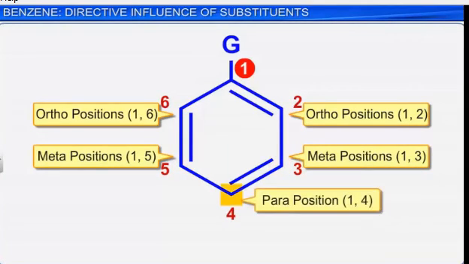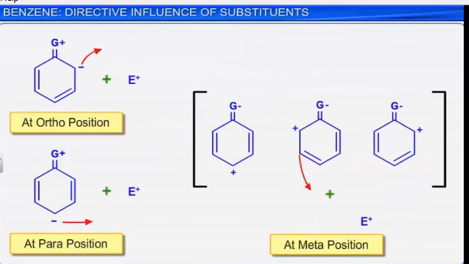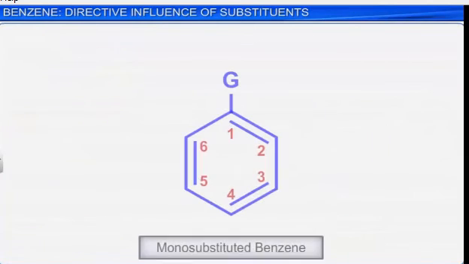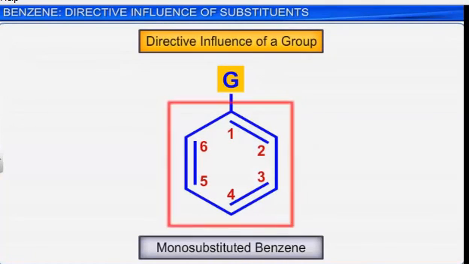The position that the incoming electrophile will occupy depends upon the availability of electron density in the ring, which, in turn, again depends on the nature of the group G already present in the benzene ring. This is known as the directive influence of a group. This influence could either be ring activating or ring deactivating.